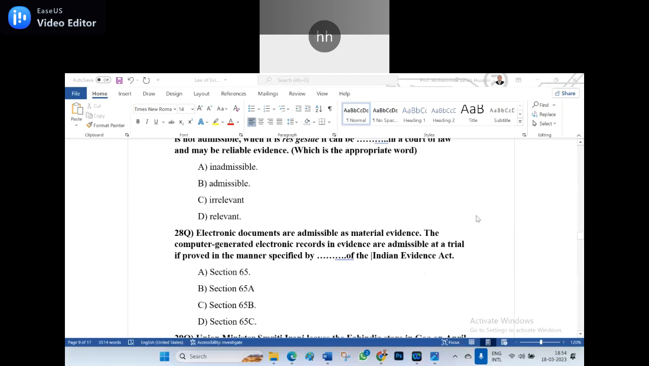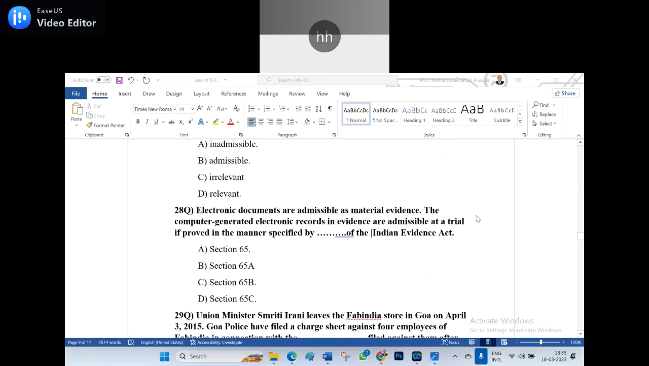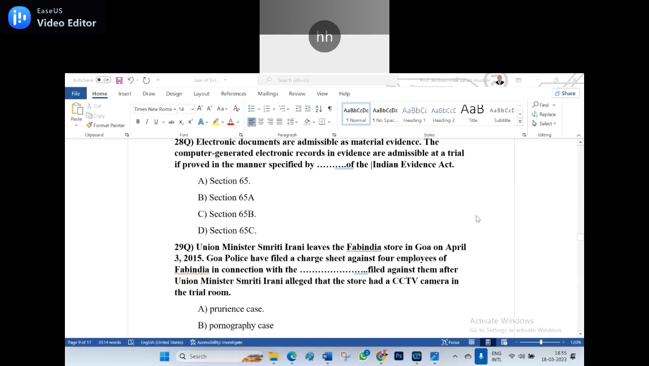So 28th question. Electronic documents are admissible as a material evidence. Yes, very clear. The computer-generated electronic records in the evidence are admissible at a trial if proved in the manner specified by dash of the Indian Evidence Act. Which section says? As per the specified way. A, Section 65, B, Section 65 capital A, C, Section 65 capital B, D, Section 65 capital C. Option capital B. C, sir. It is a very easy answer because we are all revolving around 65 capital B only. So answer is C.